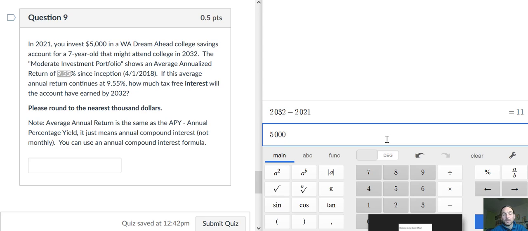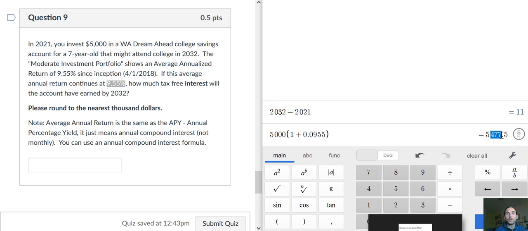And so after 1 year, you would have 5,000 times 1 plus 0.0955. We've got to turn that percentage into a decimal. 9.55% is 0.0955. So after 1 year, you would have your $5,000, but $477 interest as well, right?